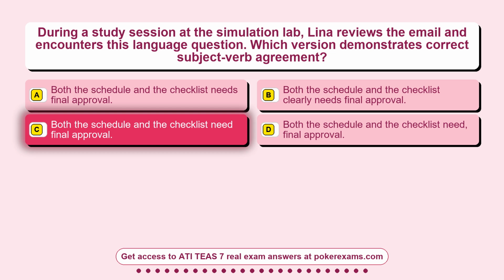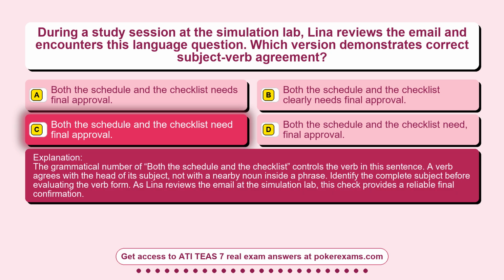The correct answer is option C. Both the schedule and the checklist need final approval. The grammatical number of both the schedule and the checklist controls the verb in this sentence. A verb agrees with the head of its subject, not with a nearby noun inside a phrase. Identify the complete subject before evaluating the verb form. As Lena reviews the email at the simulation lab, this check provides a reliable final confirmation.